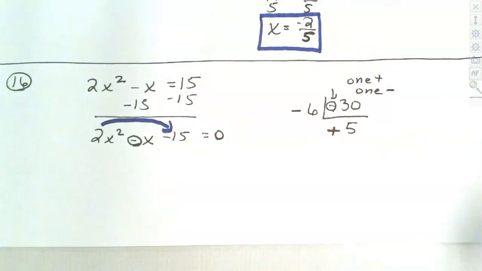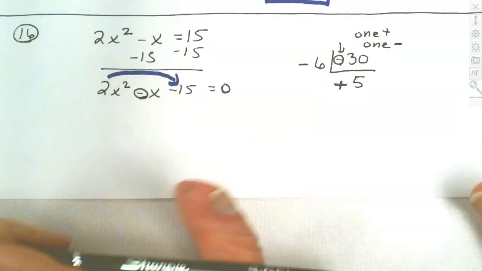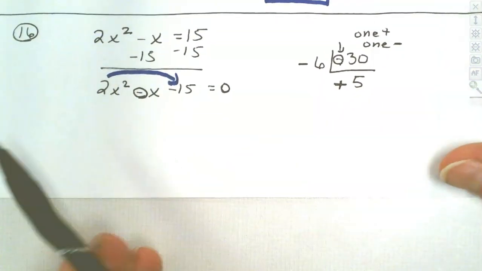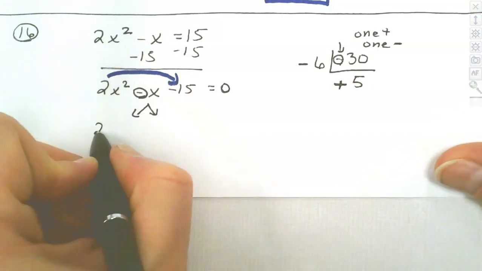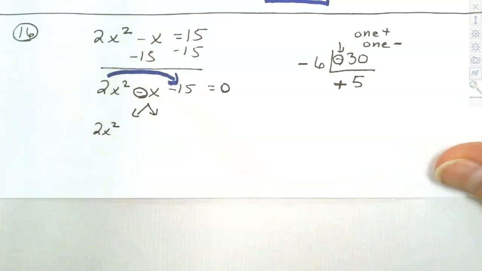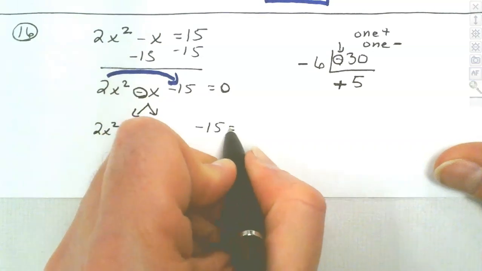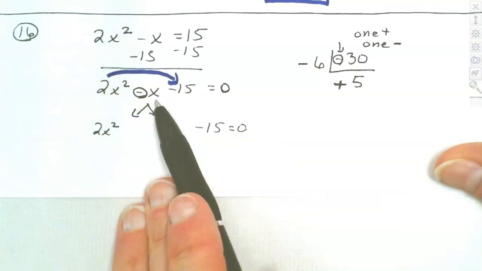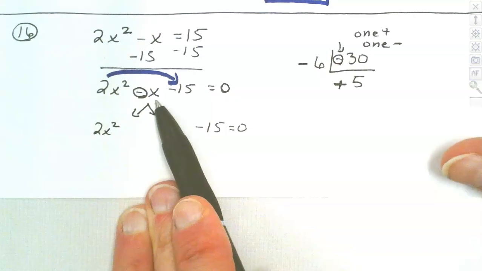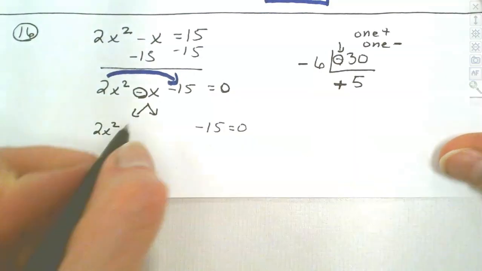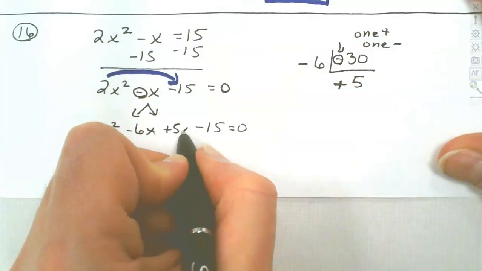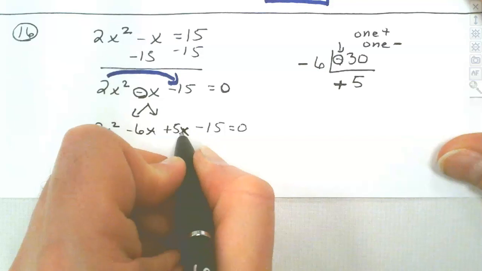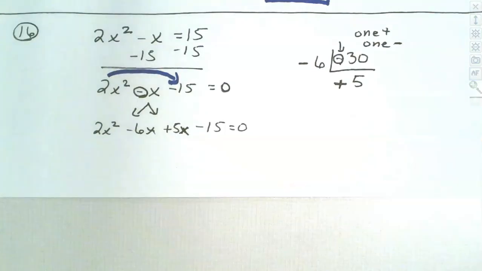So now we have our two numbers. Since this 2 is here, we have to split it up. So we've got 2x squared and a negative 15. And how do we split the negative x up? Negative x splits up into a minus 6x and a positive 5x, doesn't it? You just split the middle up.